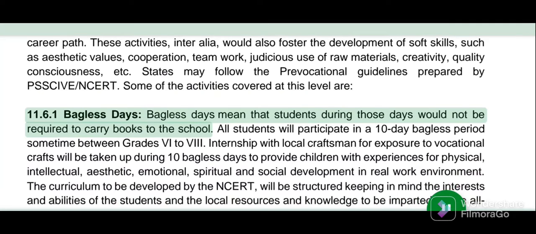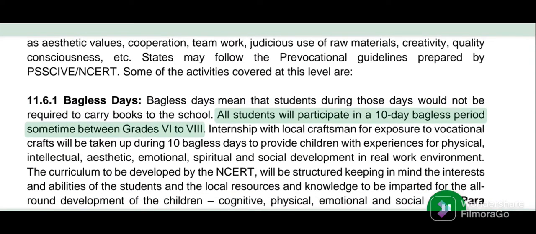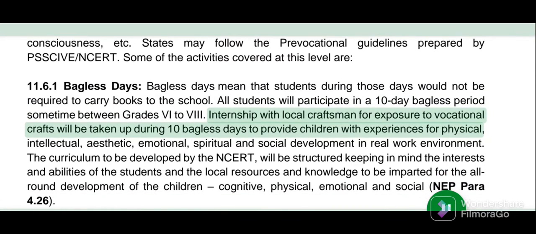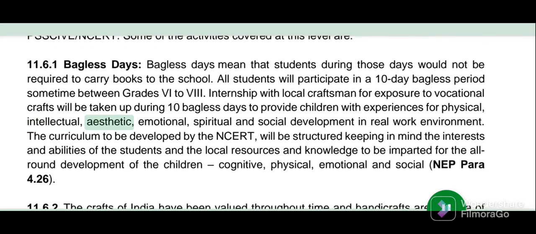11.6.1 Bagless Days. Bagless days mean that students during those days would not be required to carry books to the school. All students will participate in a 10-day bagless period sometime between grades V to 8. Internship with local craftsmen for exposure to vocational crafts will be taken up during 10 bagless days to provide children with experiences for physical, intellectual, aesthetic, emotional, spiritual and social development in real work environment.